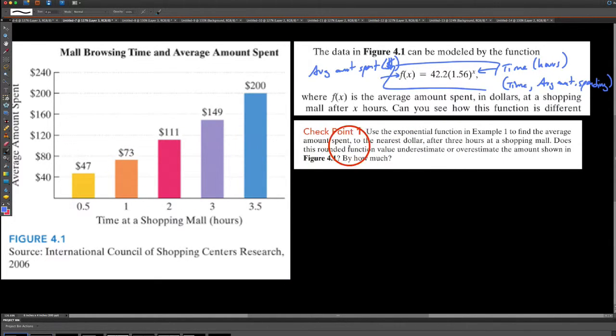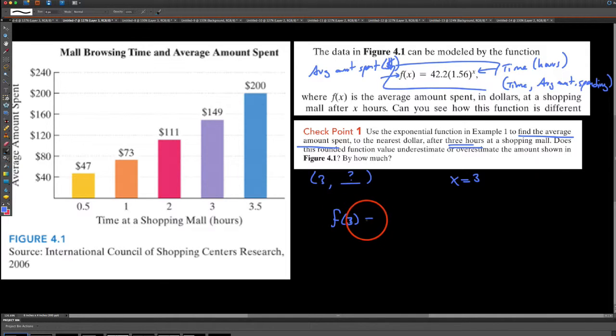So basically what I want you to notice is this. I haven't given you an average amount spent. I'm asking you to find the average amount spent, but I've given you a time. And so at this point, what I've done is I've given you an x value, we say 3 hours, and what I want to know is find the y value when x equals 3. So if x equals 3 after 3 hours, what is the average amount spent right here? And all we have to do is plug this into the function.